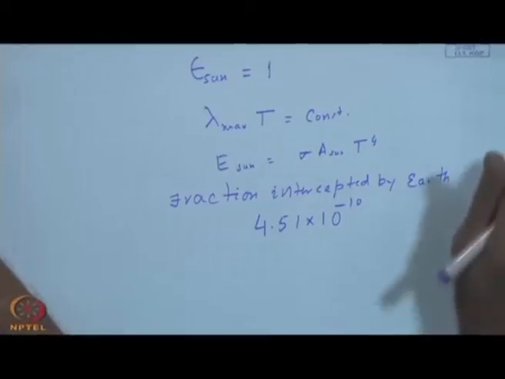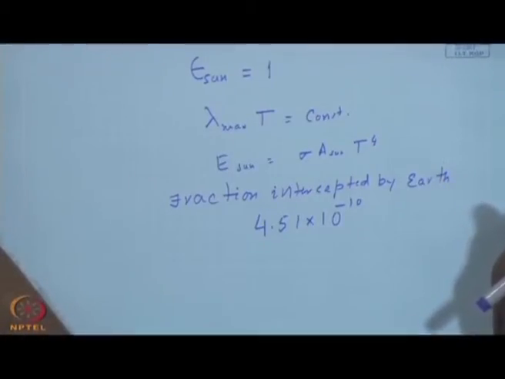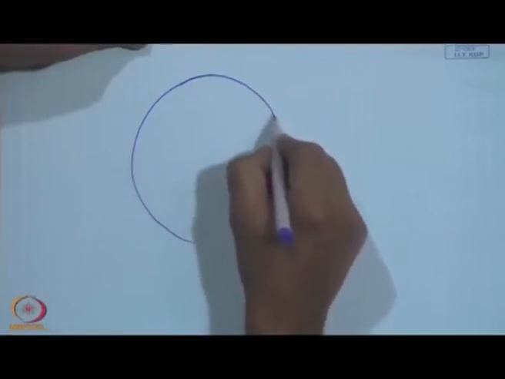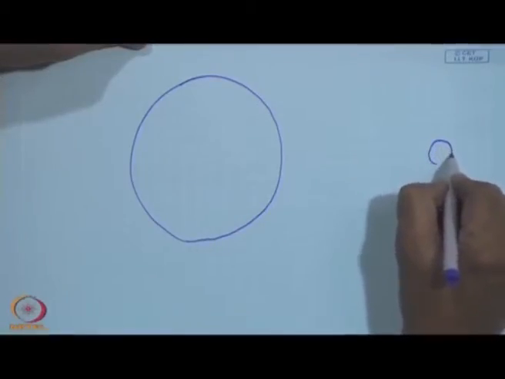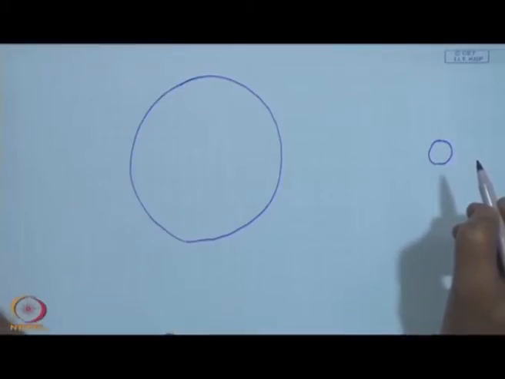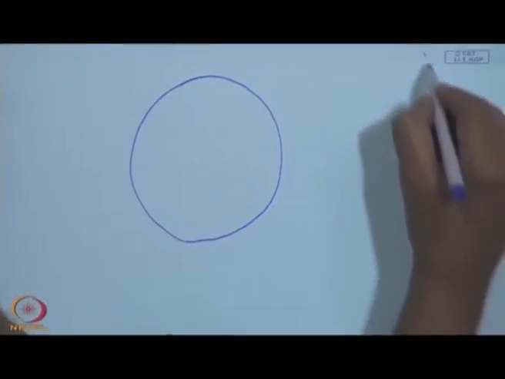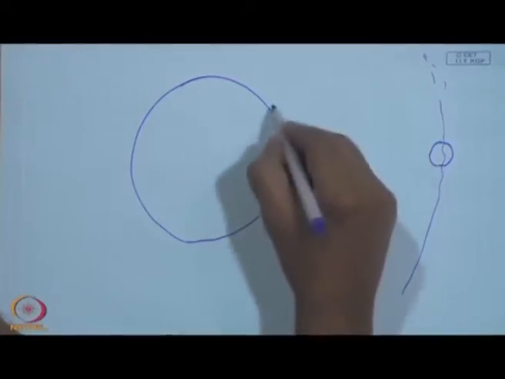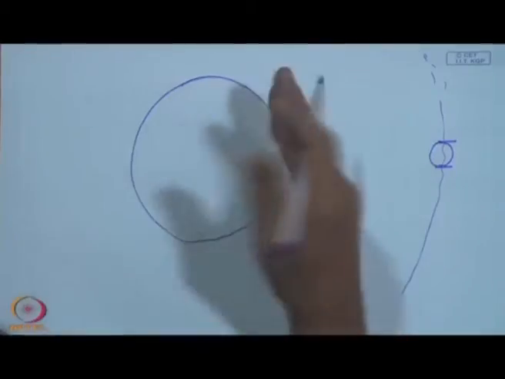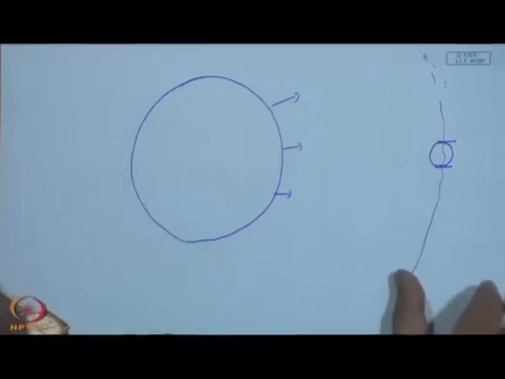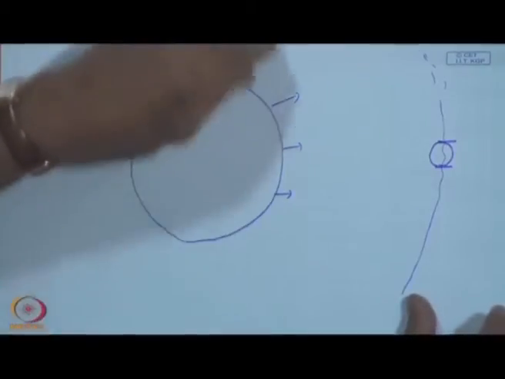Only 4.51 into 10 to the power minus 10 is intercepted by the earth. That becomes clear to you. This is the sun's diameter, and if this is somewhere in IIT, possibly the earth is at Golbazar or so distance, and this is the whole sphere that will collect the same amount of energy emitted by the sun, and this is the projected area of the earth, which is a small fraction of the total area of the sun, which will turn out to be that 4.51 into 10 to the power minus 11 fraction.